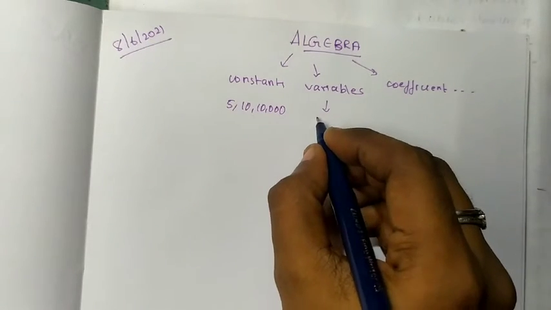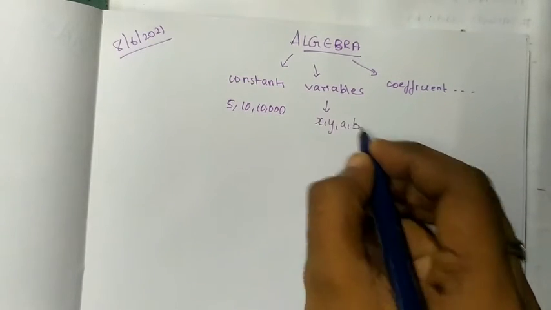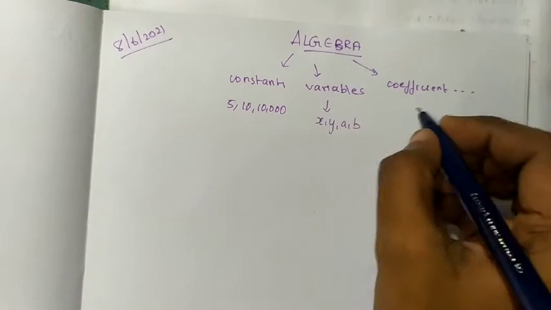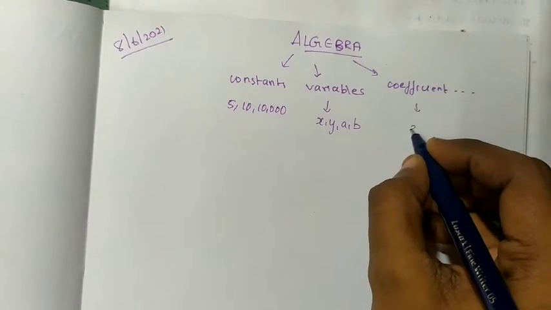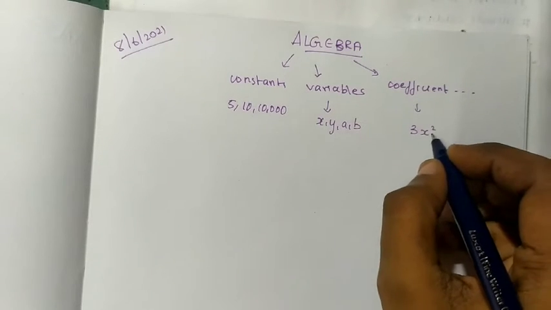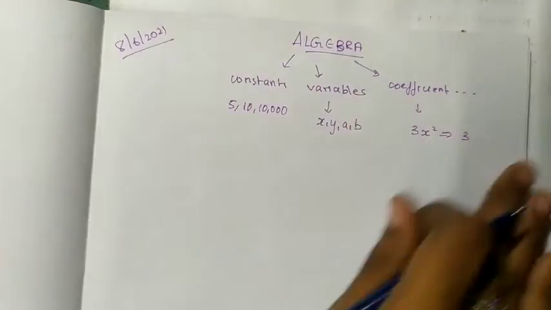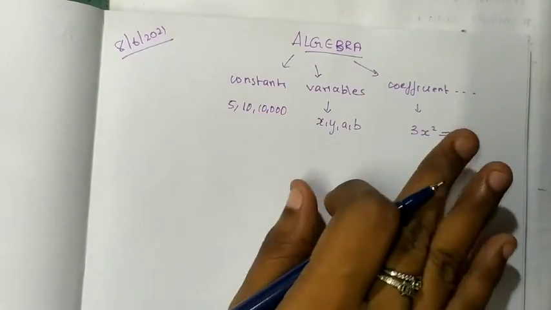Variables refers to x, y, a, b. Those values change according to the situation. Then coefficients refers to, if you take 3x square, the coefficient of x square is 3. Those are the things which are in algebra.